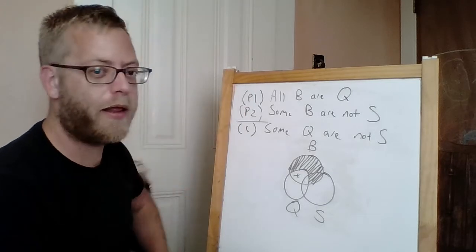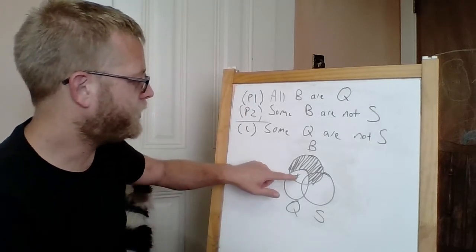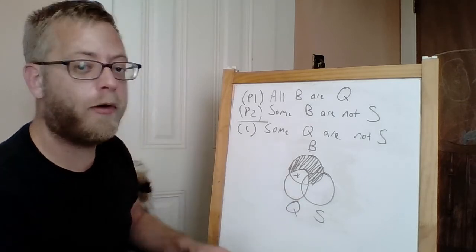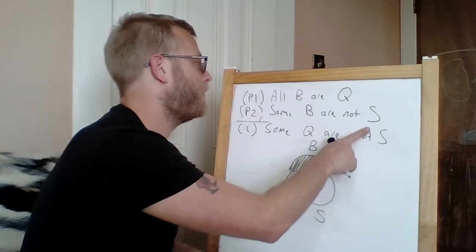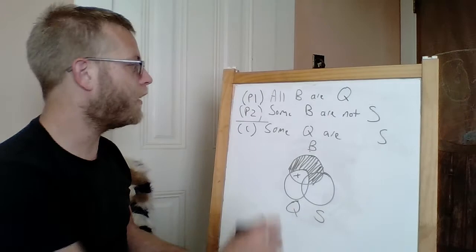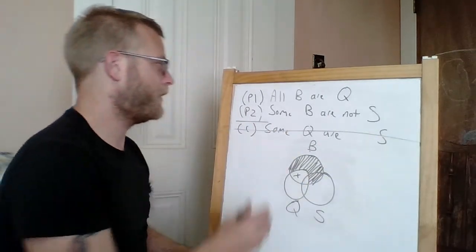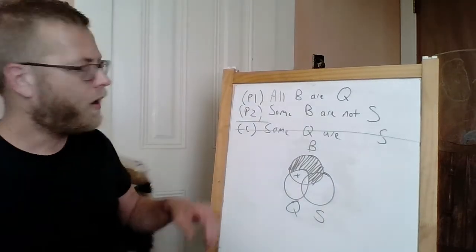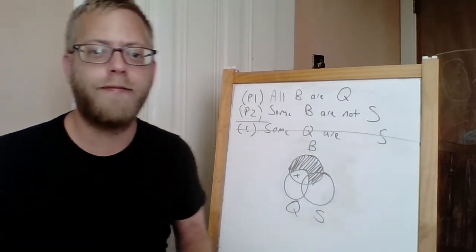This would be valid, right? Because there's at least one member of the Q group outside of the S group. That would be valid. But since this is what the argument said, the argument is invalid because this conclusion did not show up automatically in the diagram after plugging in the premises. Invalid.